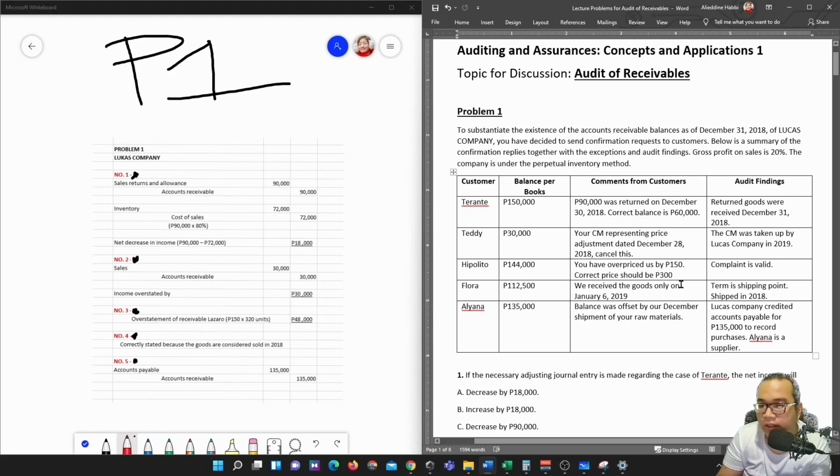Hipolito naman, same. Wait lang, sabi ni Hipolito, overpriced ka ng 150 pesos sa amin, dapat 300 lang yan. So yan, ibig sabihin, be careful of this word. Ang sabi, you have overpriced by. Diba? By. Hindi to or in the amount of 150 dapat.